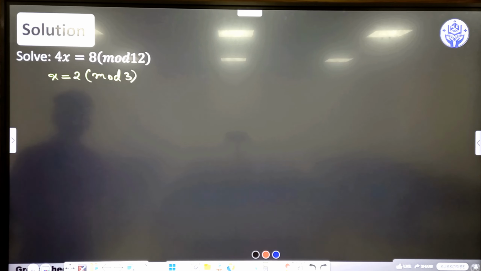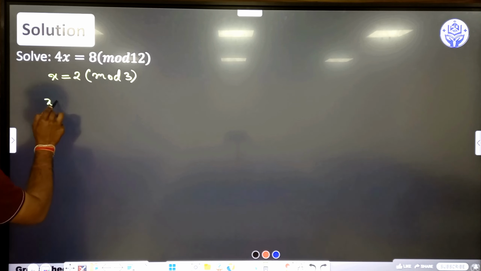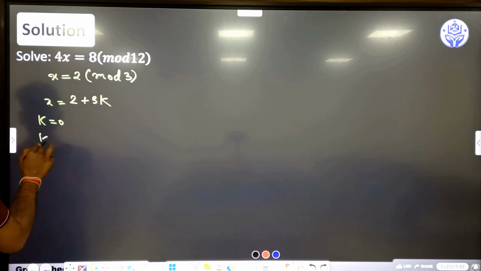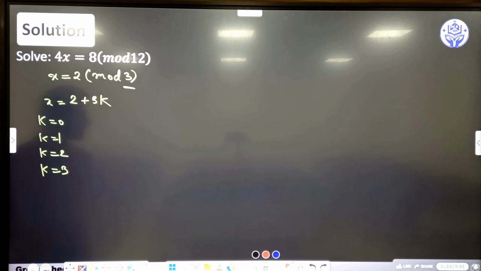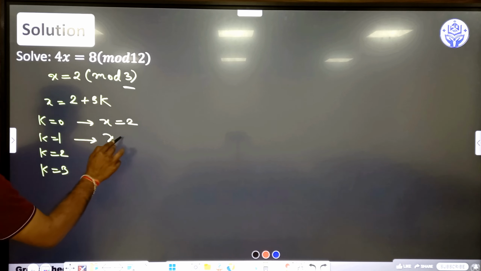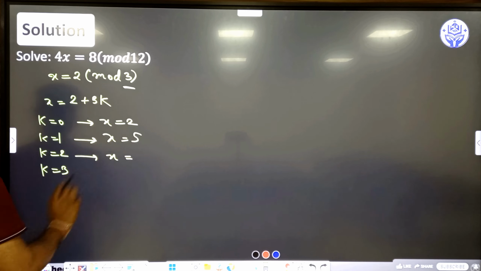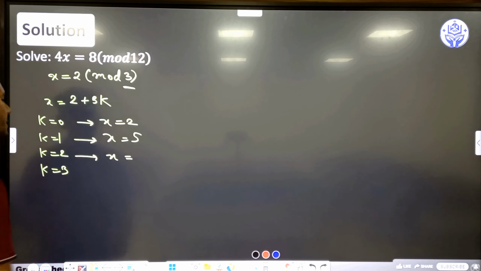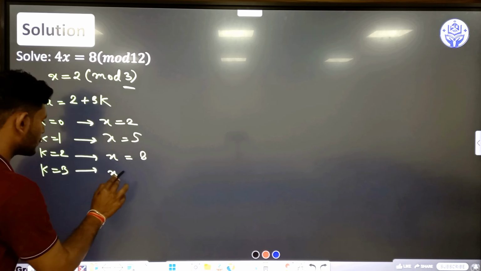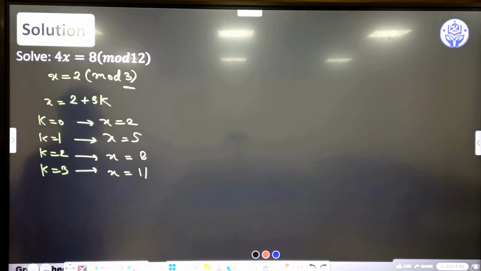Now, is it a congruence? Yes, it is a linear congruence. Now can I find the solution for this? It is simple. You will just write like this: 2 plus 3k. Now put k equals 0, k equals 1, k equals 2, and k equals 3, because it is up to 3. So if k is 0, then x is 2, k is 1, then x is 5. If k is 2, then 6 plus 2, that is 8. And if k is 3, then it is 9 plus 2, 11. So these are the simple answers.